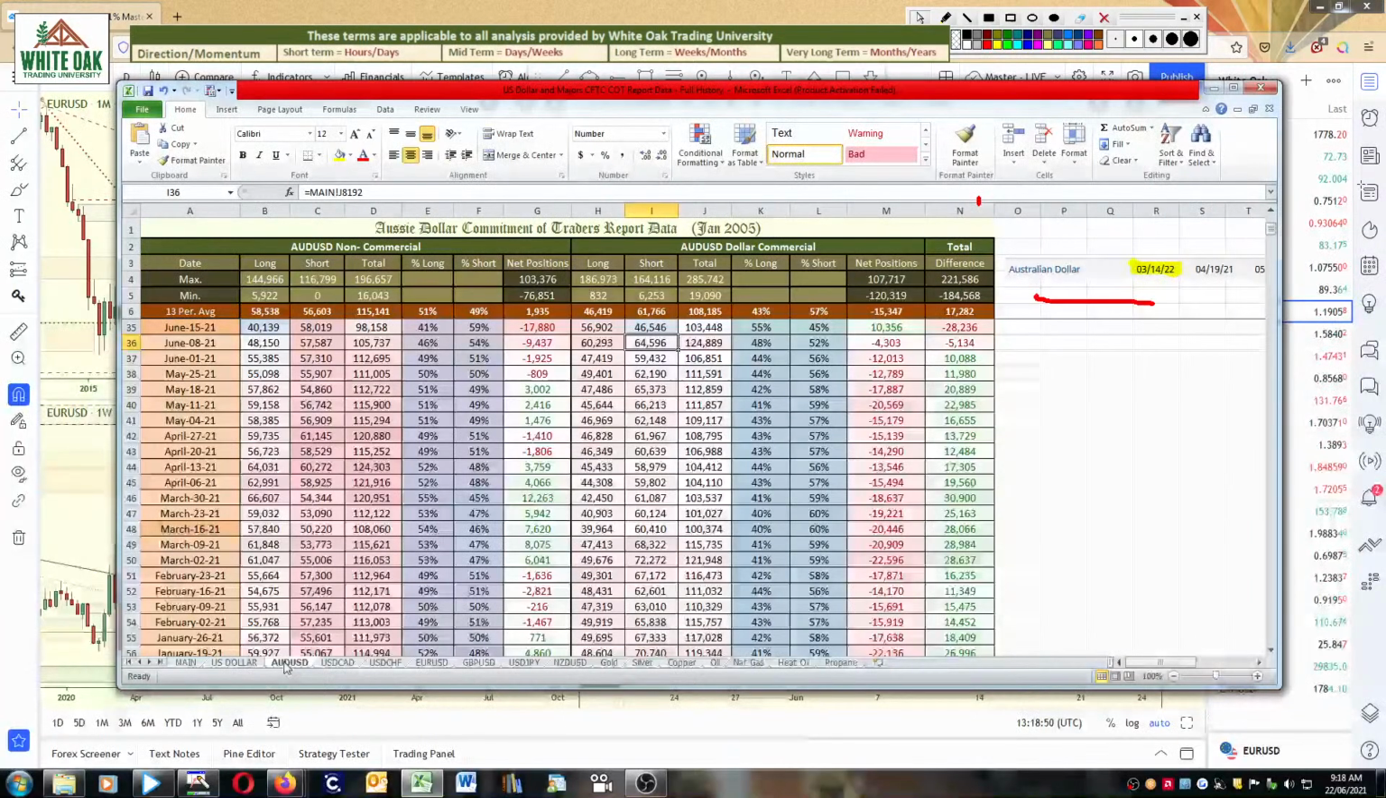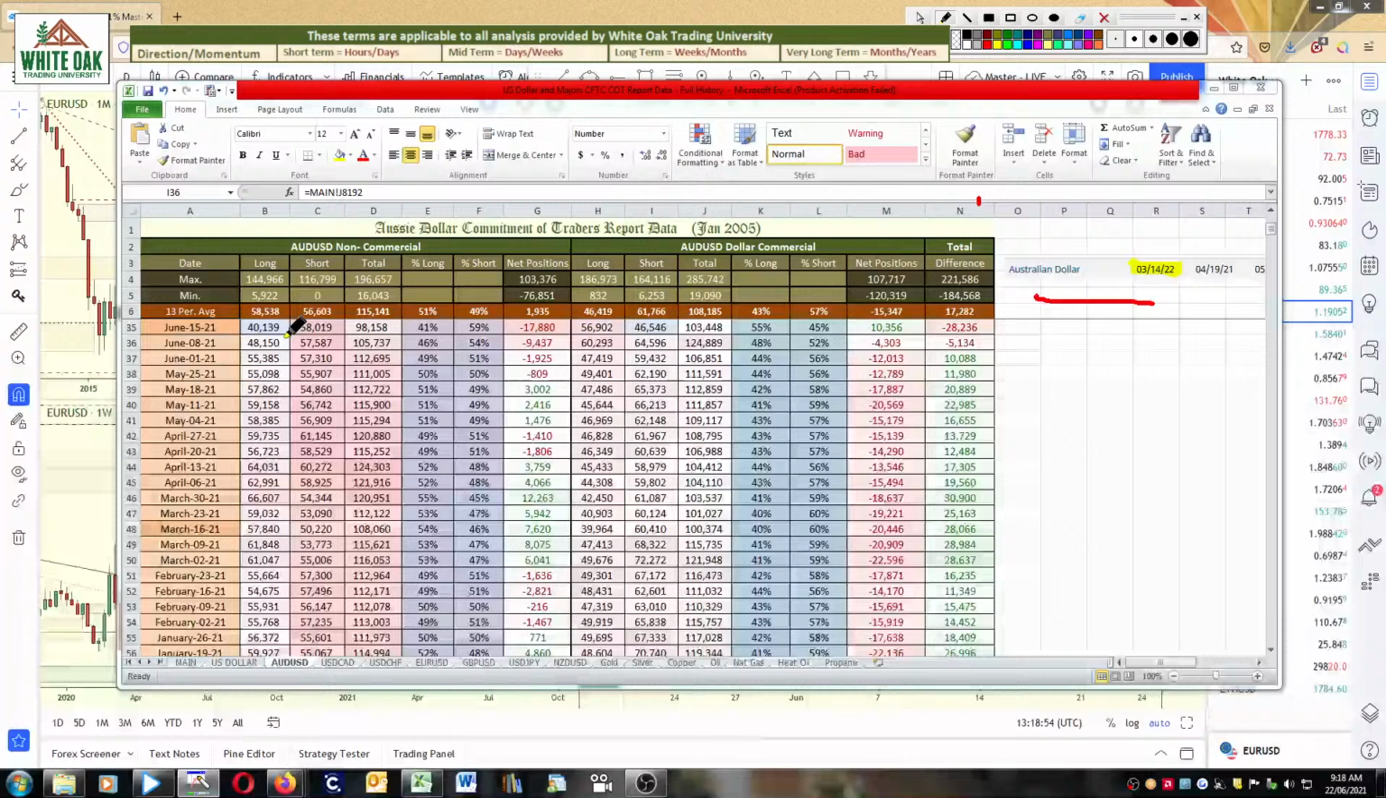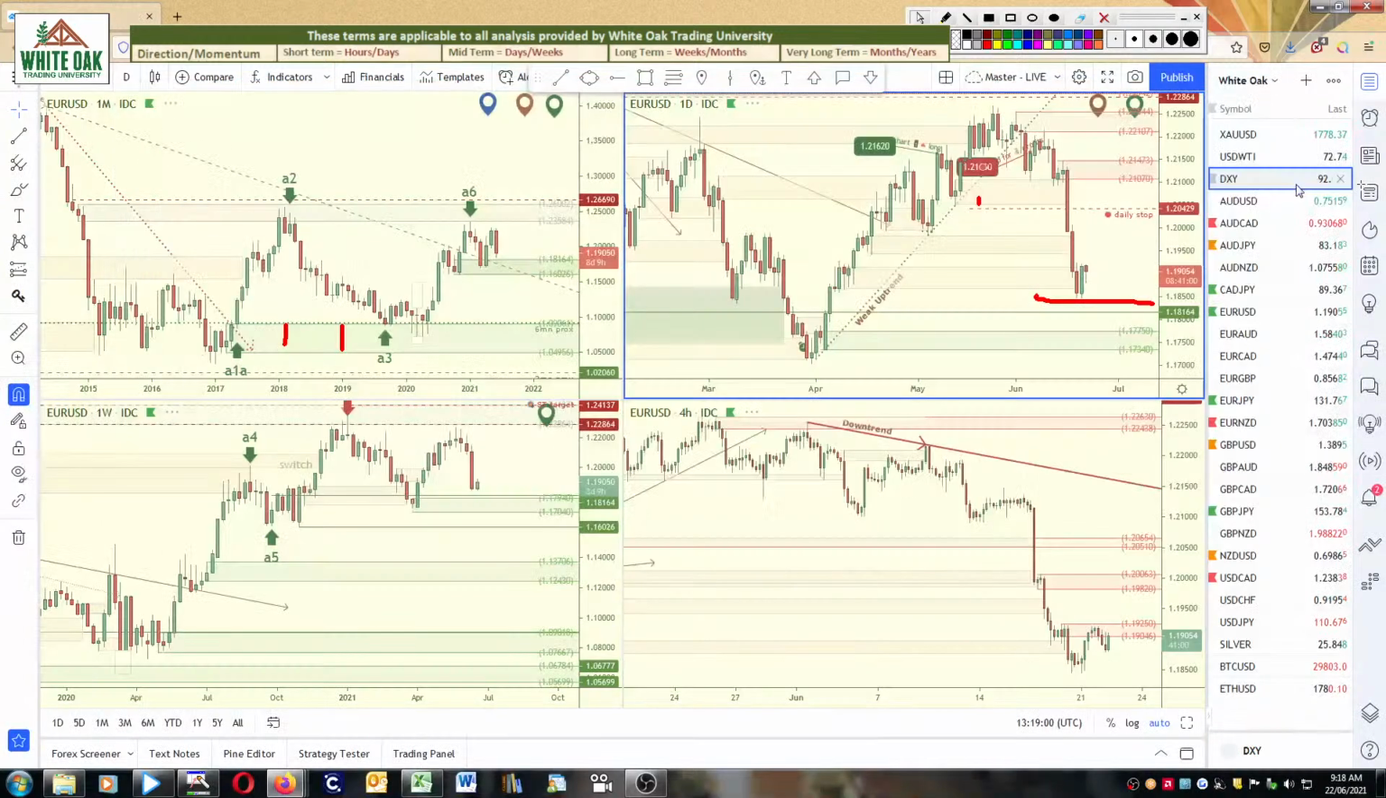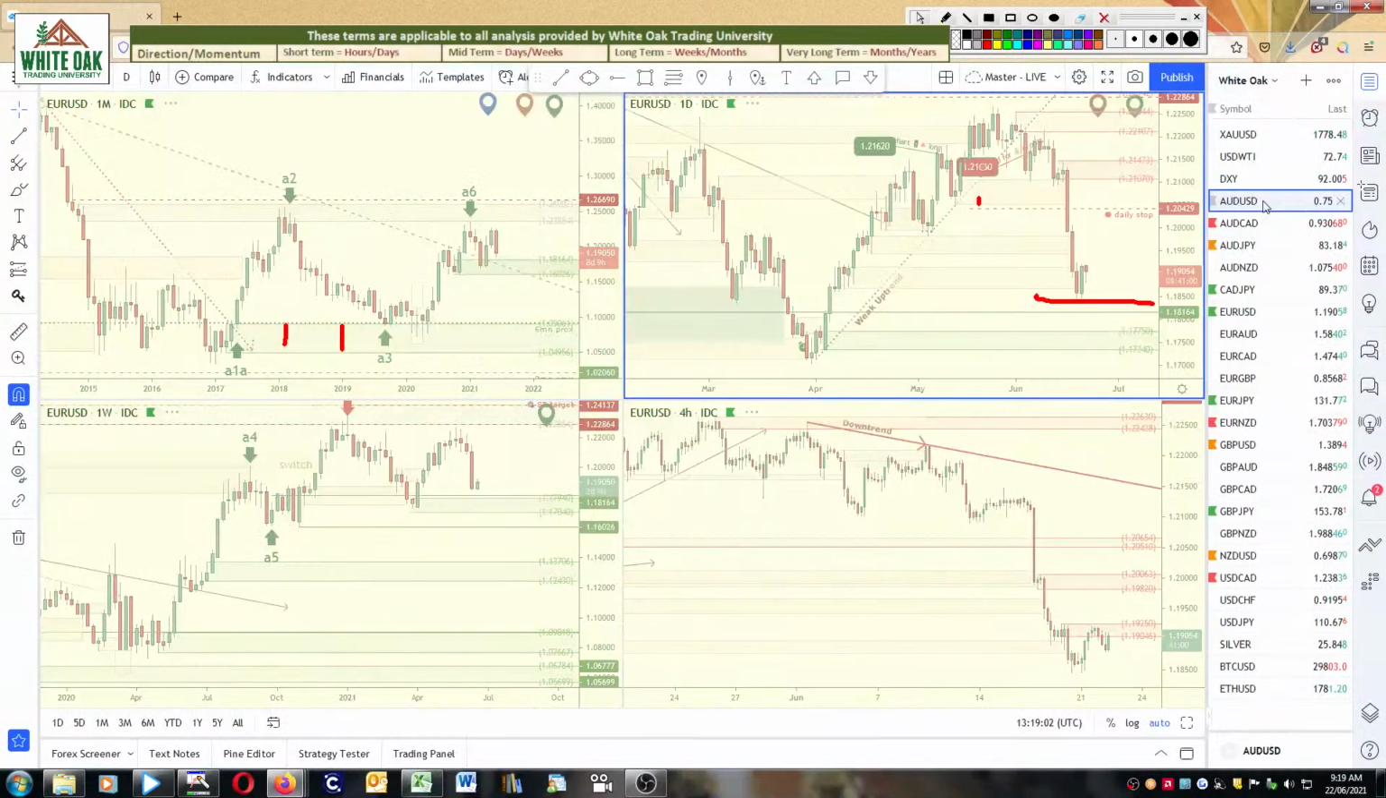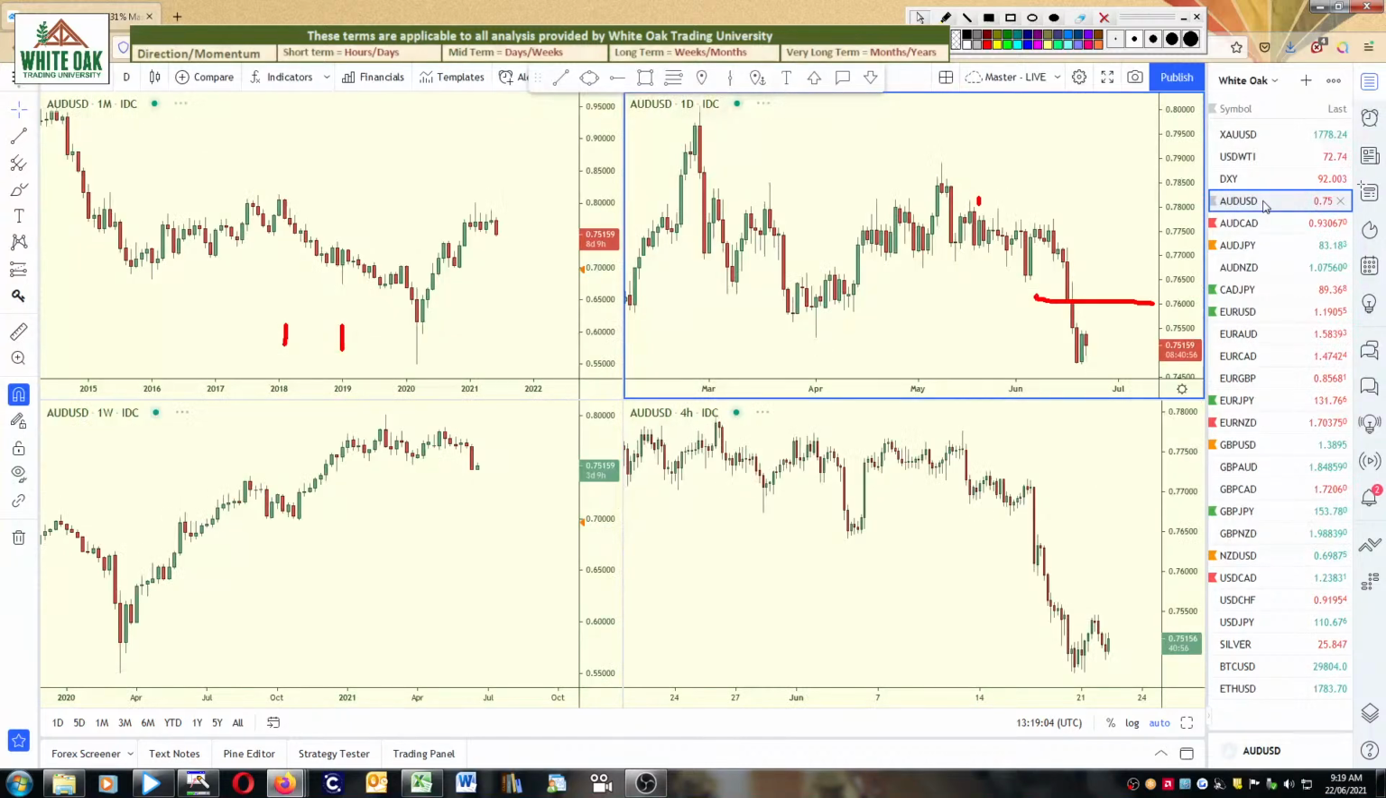So we go to take a look at Aussie, and what do we see? We see that they decreased their longs and slightly increased their shorts. And Aussie did drop, right? So they took profits on long positions and they increased their shorts. That's what they did, okay?